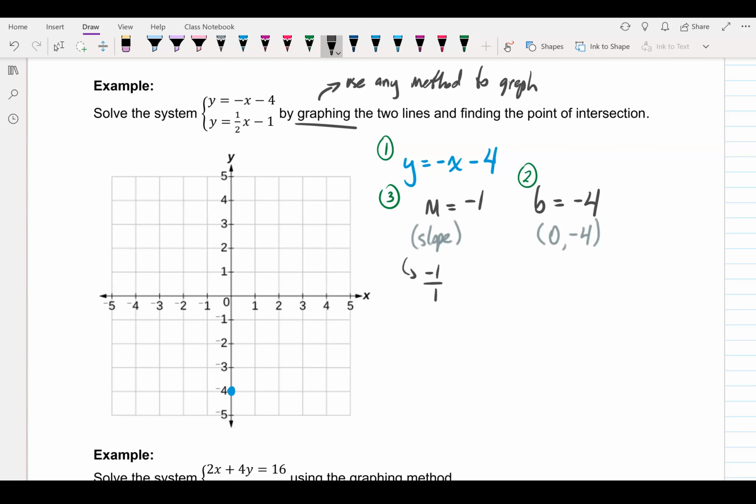Which means negative 1 means go down, and 1 means go to the right. Or you can say it's up and left.